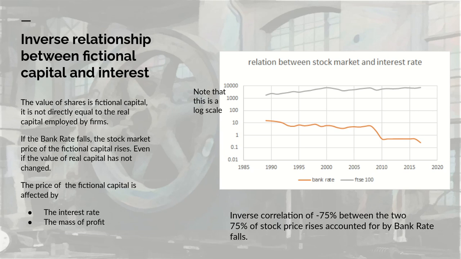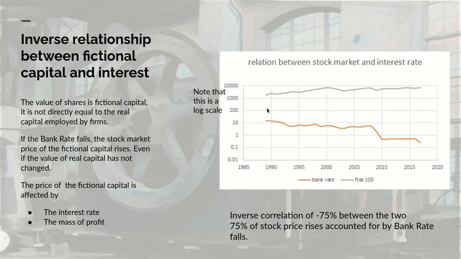Now, I've been saying this for years, never bothered to check it. Yesterday I did the check. Here we have on the top line the FTSE 100 index, going from the late 1980s to 2017 or so. And I've done it on a log scale because I'm trying to show two different quantities which are widely different in magnitude: the FTSE index and the rate of interest. Rate of interest varies from about 15% down to 1%. The FTSE index starts at 1700 and rises up to about 7000. So to put them both on the same graph, you have to use the log scale.